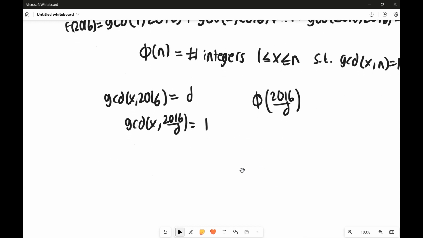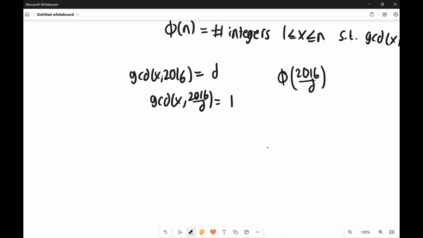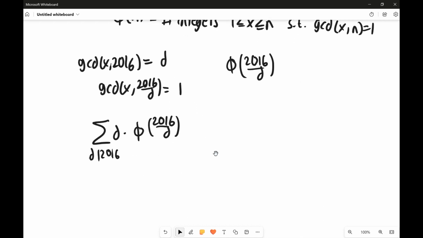So we reduced it to finding out the sum of d times phi of 2016 over d, where d divides 2016, obviously. But this seems almost as scary, if not worse, because we've introduced a new function here. Well, luckily for us, it's not that bad.